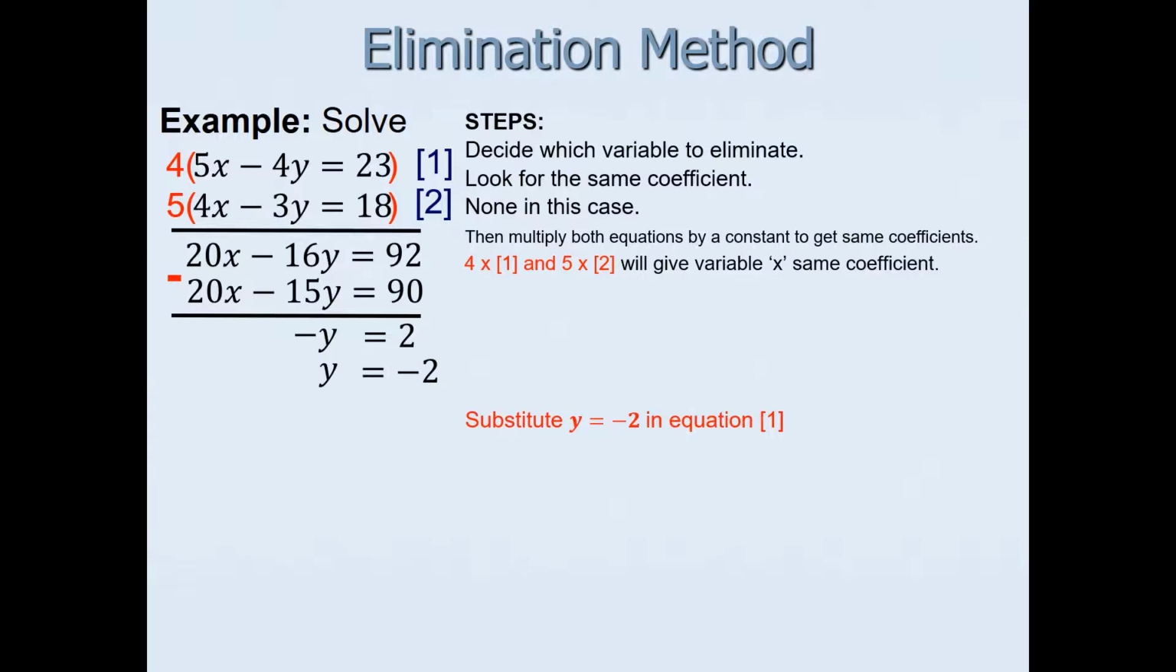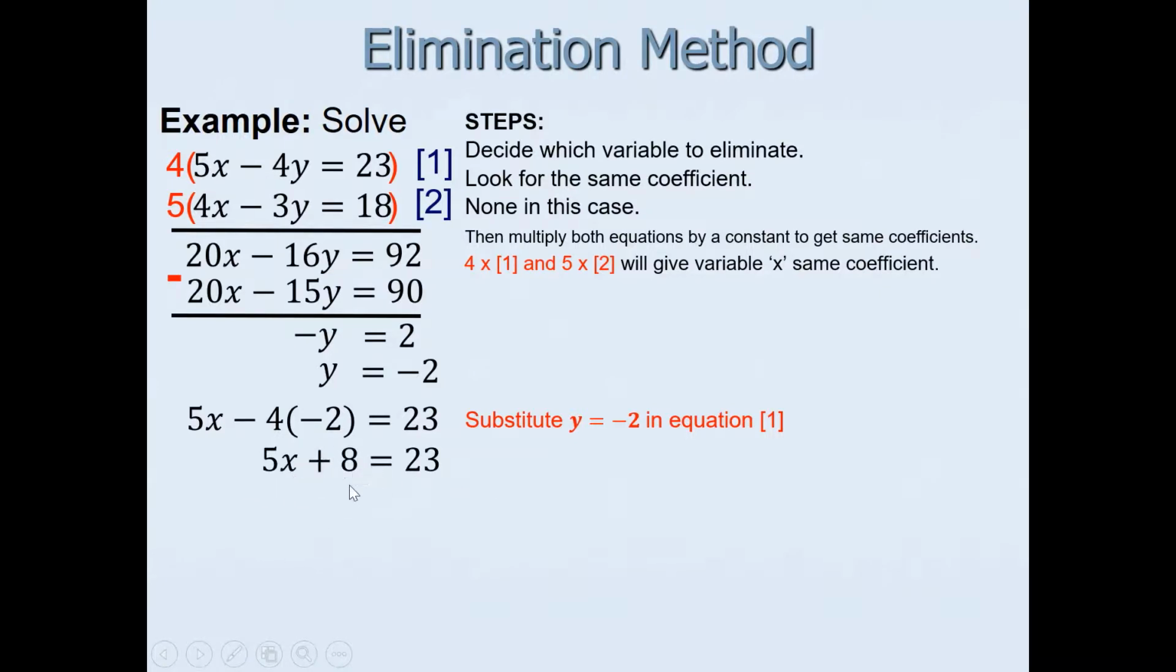What we then need to do is substitute the y value that we've just calculated into the first equation. We can use either of the two equations, but I'll just use the first equation here, and that gives us 5x minus 4 times -2 is equal to 23. And then we'll quickly simplify. -4 times -2 is +8. So 5x plus 8 is equal to 23.